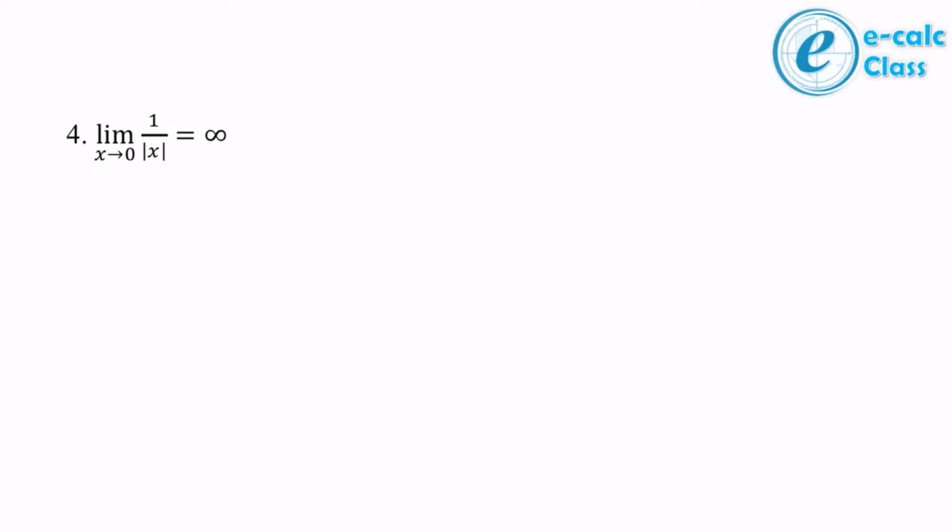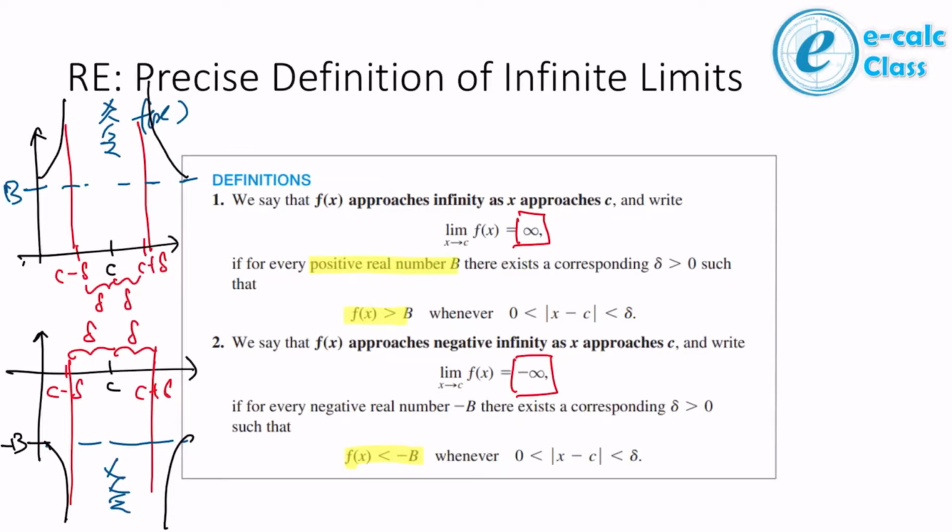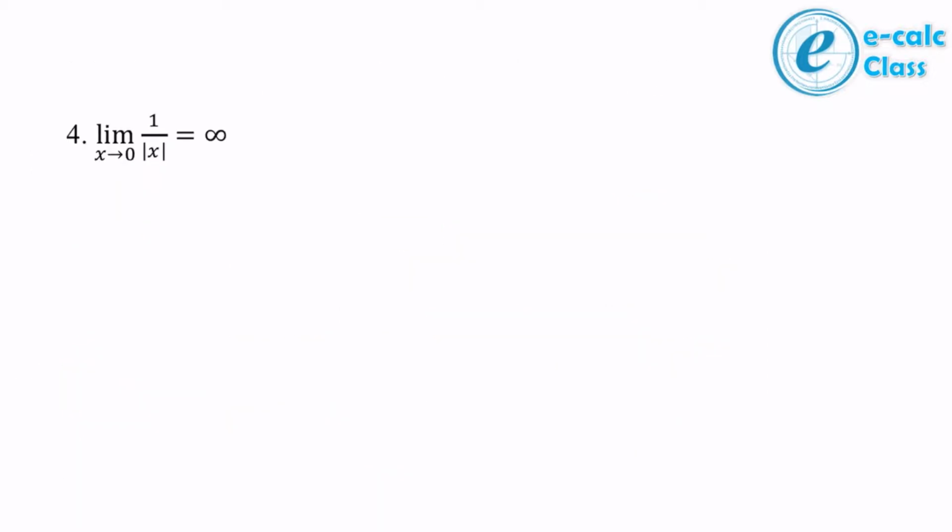Oh, we have an absolute value inside, which may make our life easier, because remember in our definition we keep on having all the absolute value. Maybe it will be easier for us to compare later. So let's go back to the precise definition for infinite limits. Okay, so we need to find delta such that f of x is greater than b, and b is a positive real number. The template is still the same.